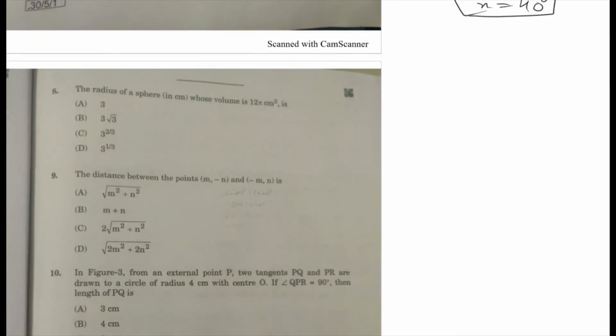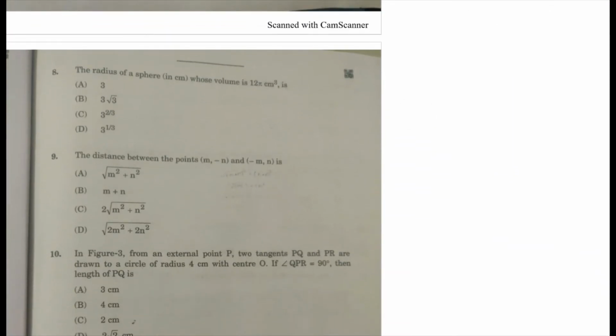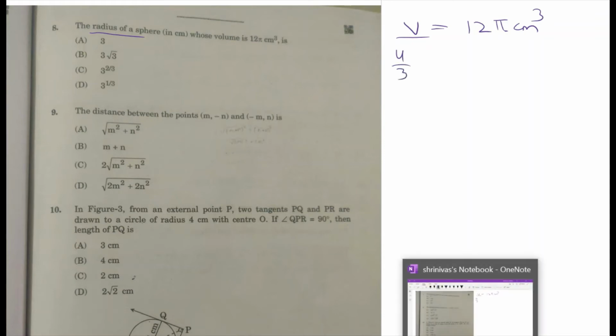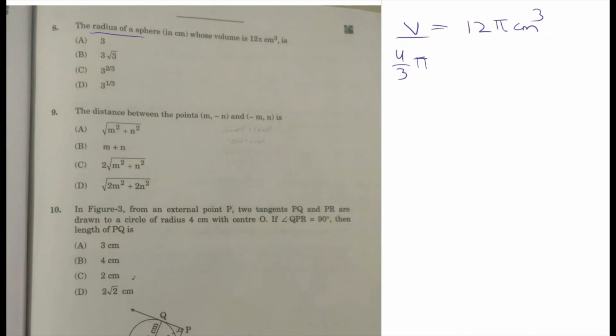Next question, the 8th one. The radius of a sphere whose volume is 12 pi centimeter cube is. So we need to find the radius of the sphere here. Volume is given as 12 pi centimeter cube. Volume of sphere equals 4 by 3 pi r cube. So 4 by 3 pi r cube equals 12 pi. Pi gets cancelled here, and this is 4 one times, 4 three times. R cube equals 3 into 3, that equals 9.